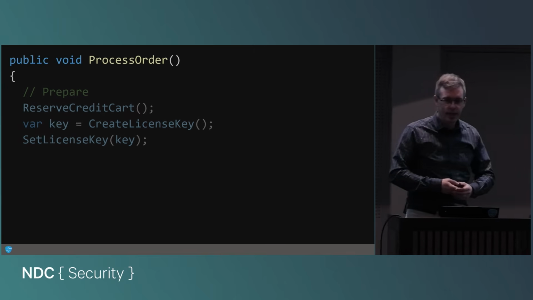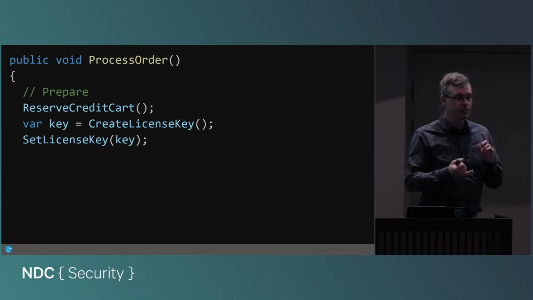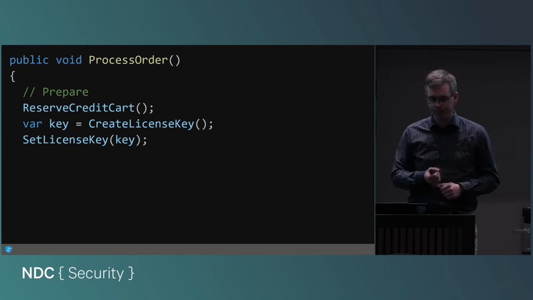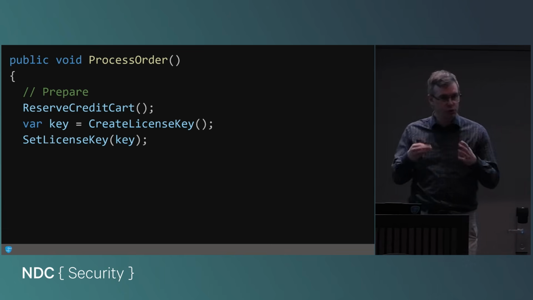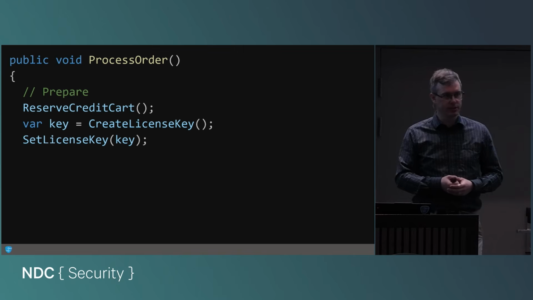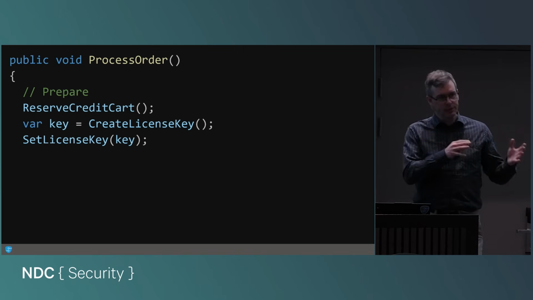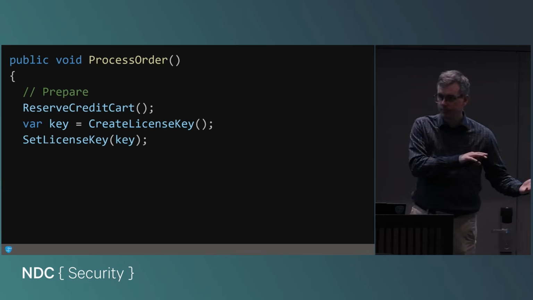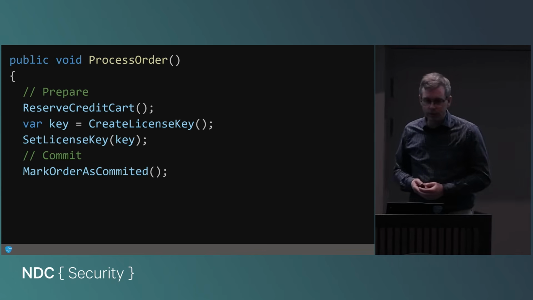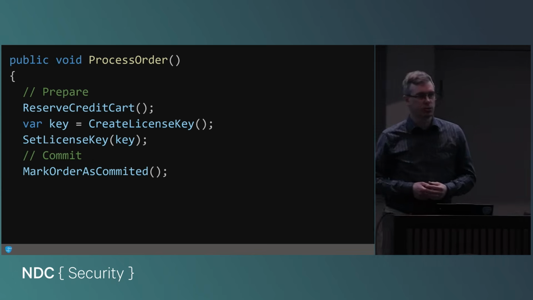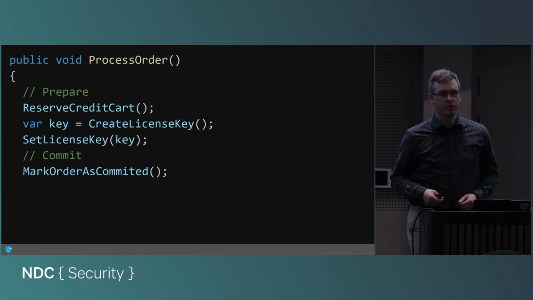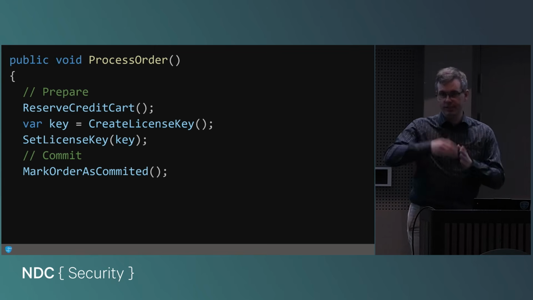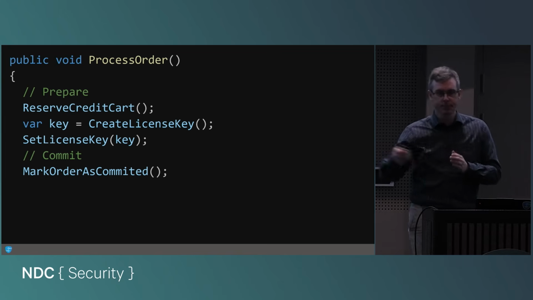We can have a prepare phase where we reserve the money from the credit card. Just check that they have the money. We can create the license key and store it somewhere to make sure we have a license key. And these are operations that can easily be rolled back if needed. Then we have a commit phase where we mark an order as committed. Single instruction. If this goes through and the order is marked as committed, then we have decided that the order will be completed.